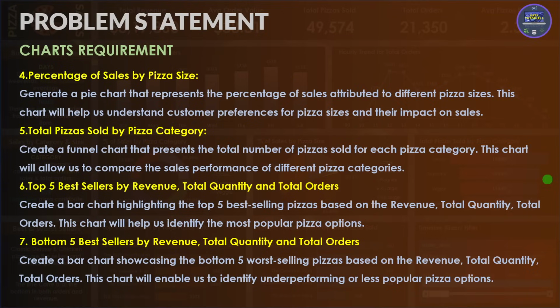And he also wants us to find out the bottom 5 best seller pizzas, or we can say the worst seller pizzas. So there is a typo here. He wants us to find out the bottom 5 worst seller pizzas, and from here he will understand which are the underperforming pizzas, right? And from there he can take some market decisions, if he wants to remove those particular pizza categories or options.